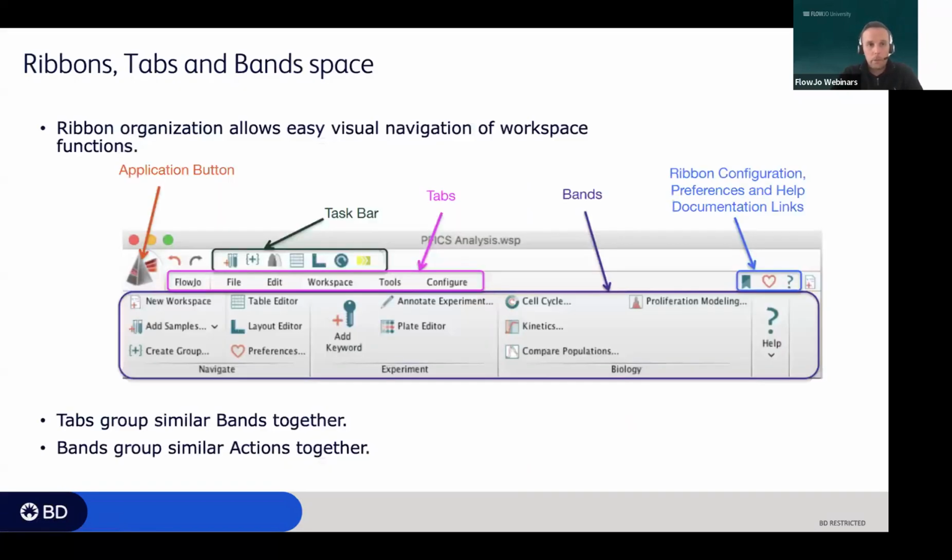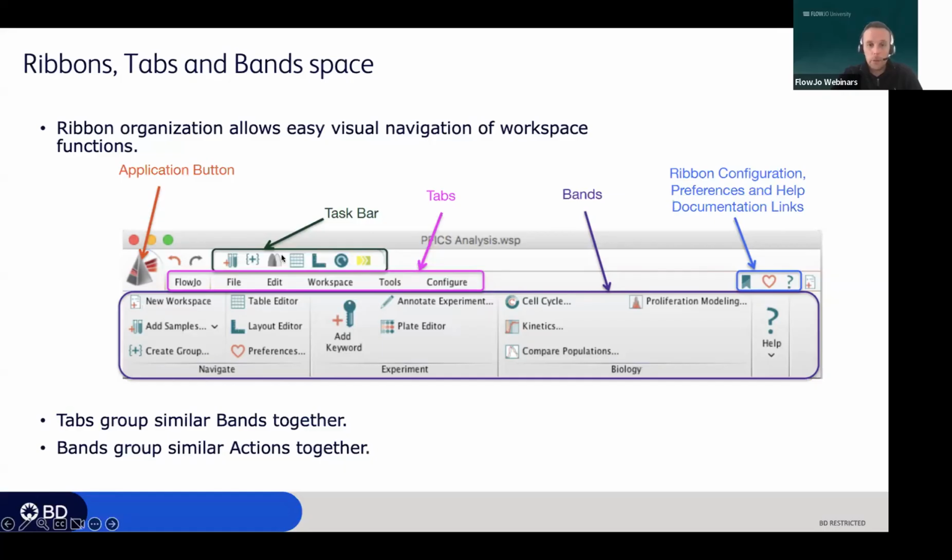So the top part, the ribbon, tab, and band. If you click on any tab, really, this ribbon organization allows easy visualization and navigation through the workspace functions. For example, if I click on the FlowJo tab, I have all the navigate options, all the experiment options, and all of the biology options. If I click on the file or edit tab, I'm going to have a different band. And a band really groups actions. They are similar to each other.